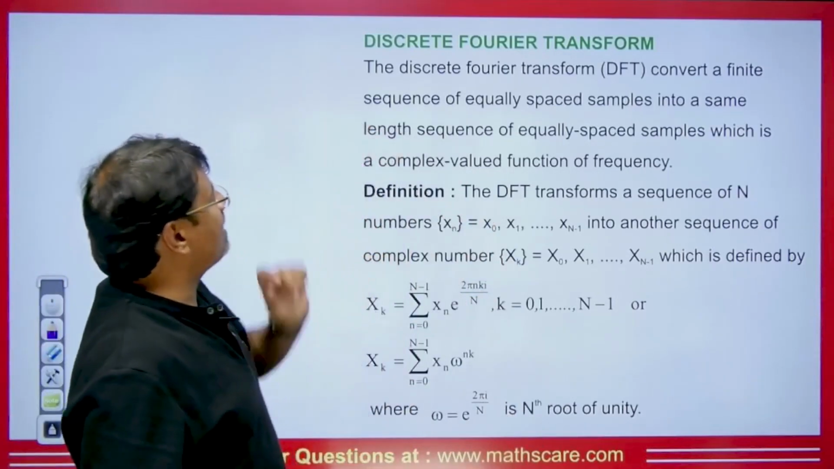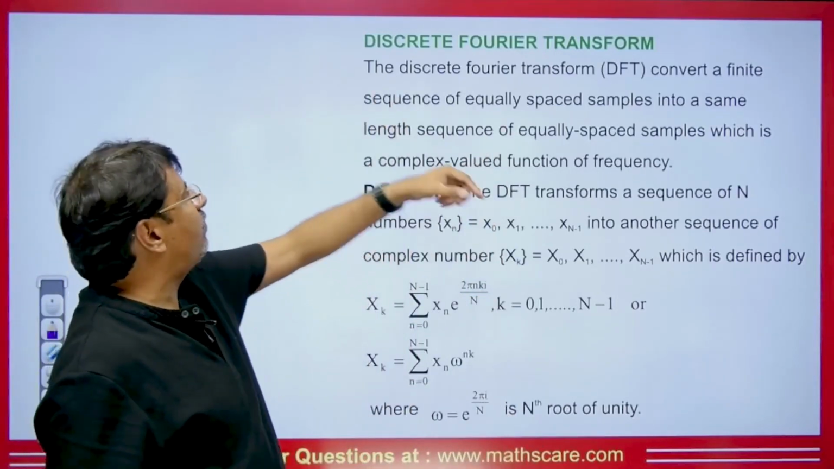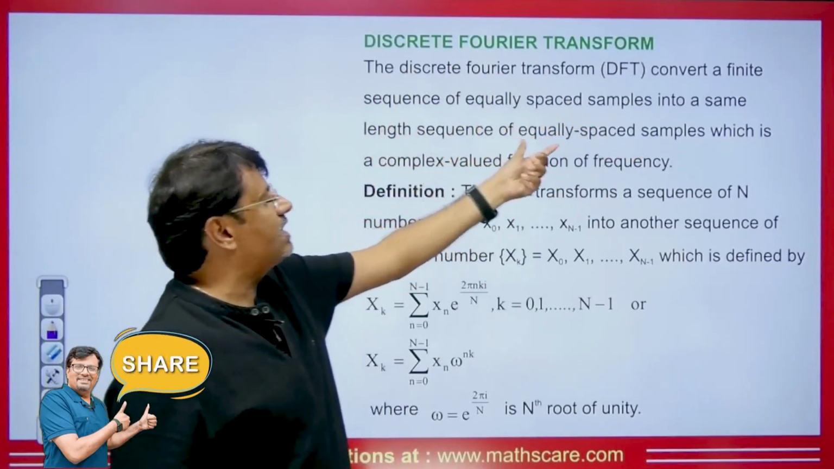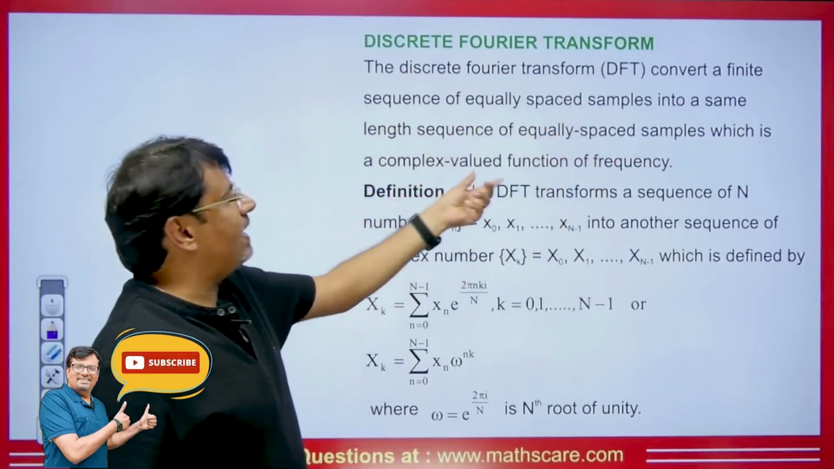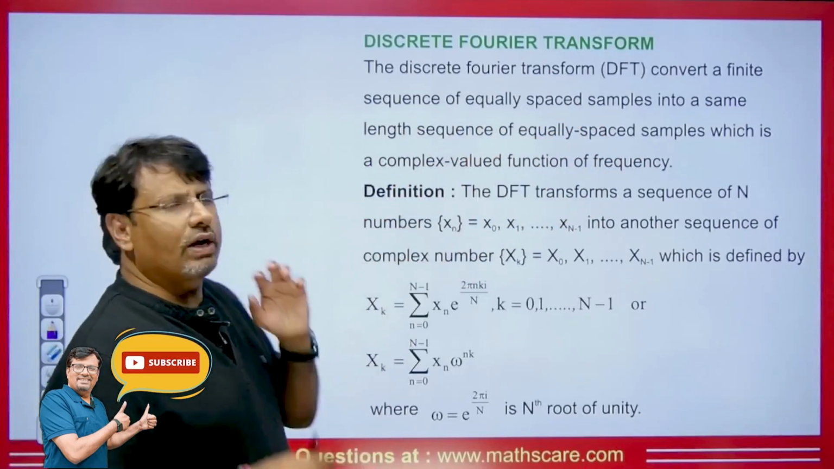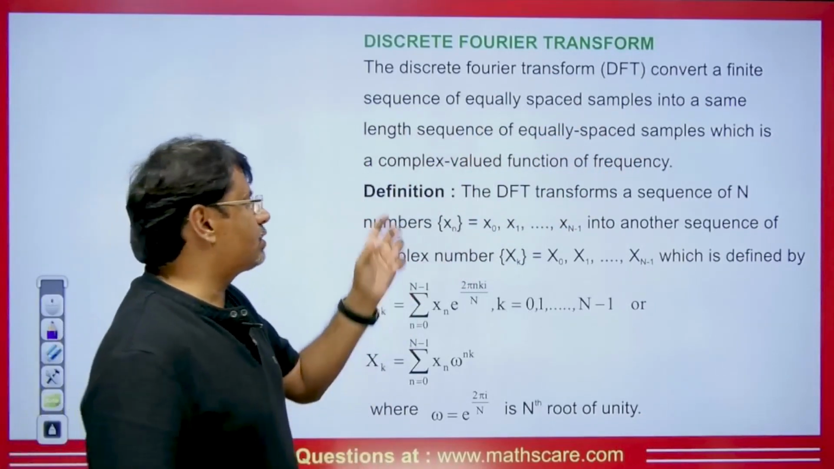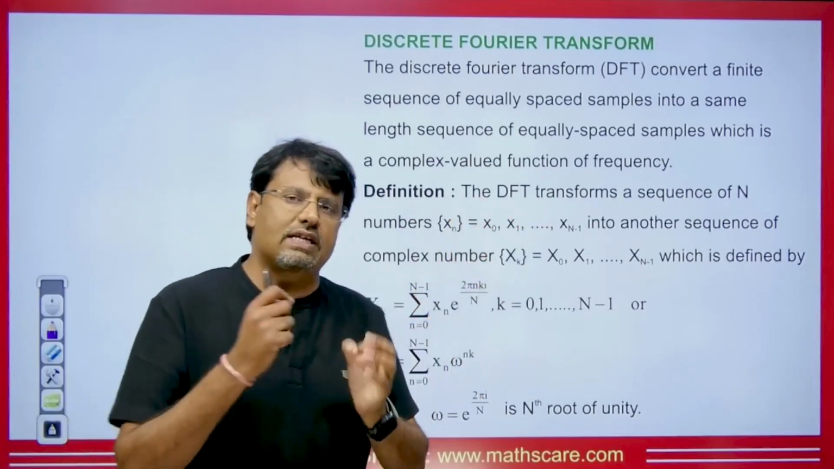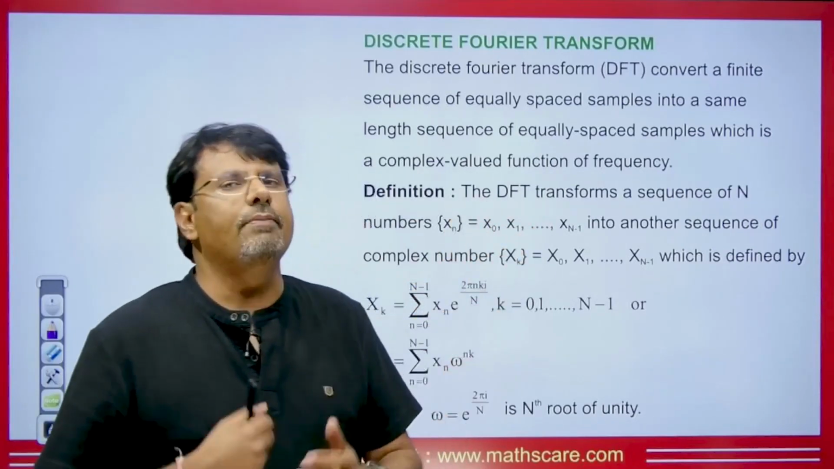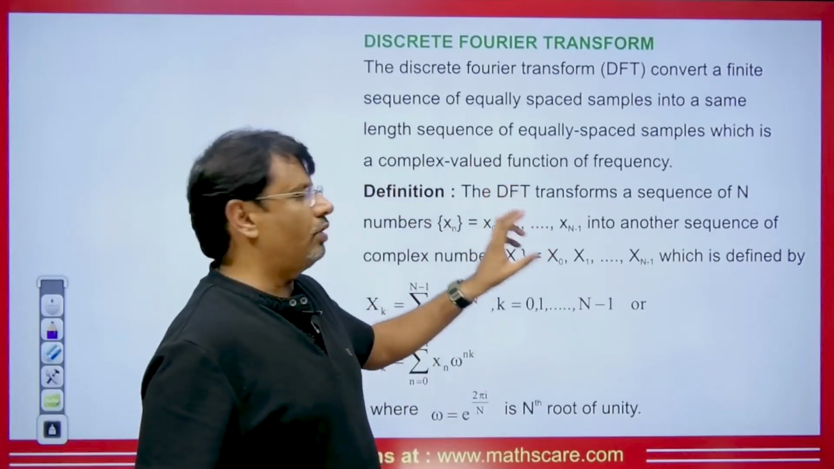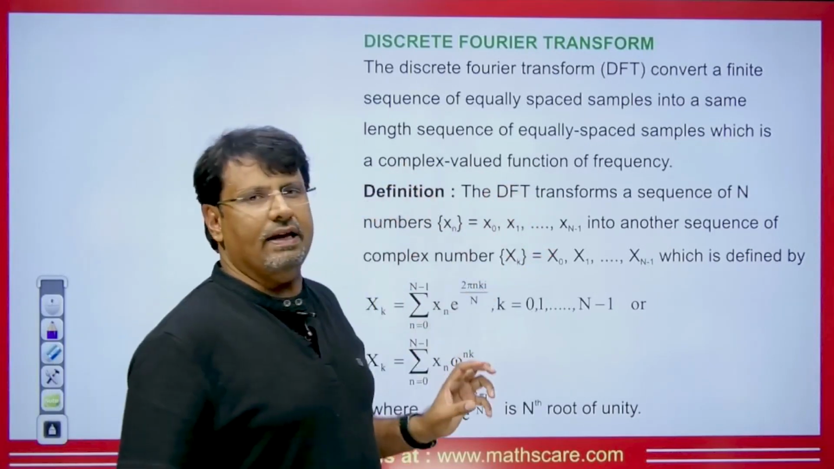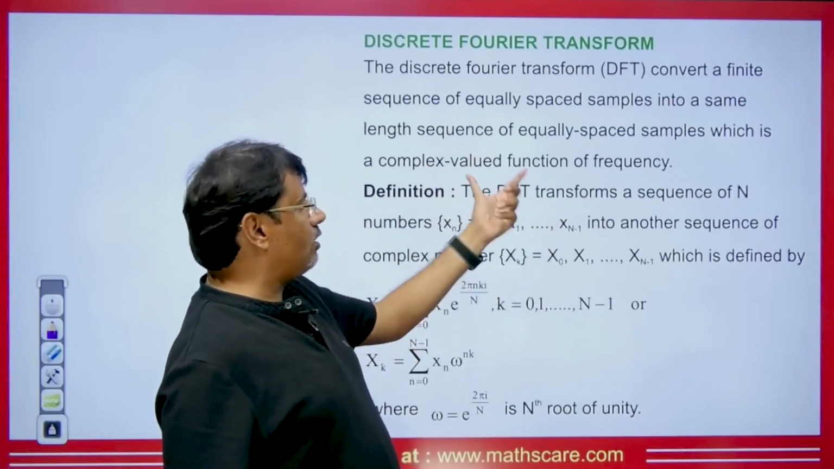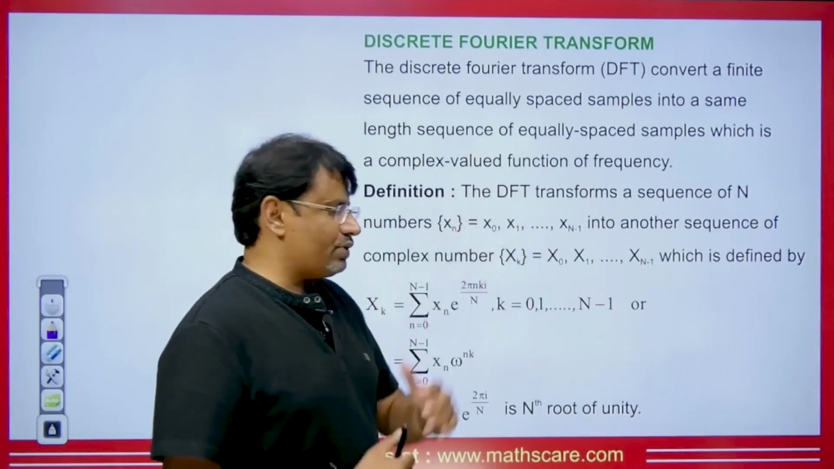This is also given here: the discrete Fourier transform converts a finite sequence of equally spaced samples into a same length sequence of equally spaced samples, which is a complex valued function of frequency. I will explain it to you. First, let's discuss the definition. The discrete Fourier transform of a sequence of n numbers. This is a type of sequence that will be given and you will be asked to find its discrete Fourier transform. What we will do is apply a formula to it, and I will explain the formula later. When we apply it, this sequence will be converted to a complex sequence.